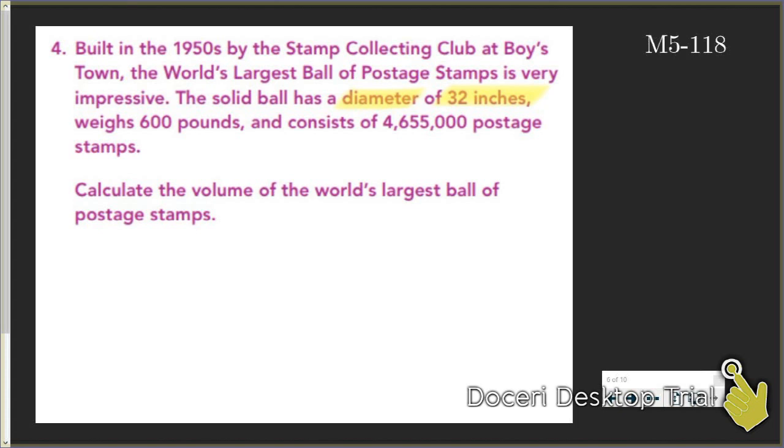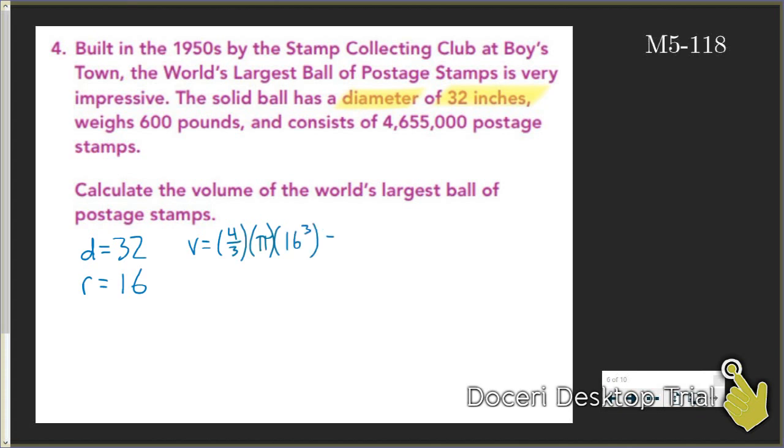All right, so hopefully you've had time to come up with an answer. Question 4 here, we determined that they gave us the diameter of 32 inches. Well, we know that if the diameter is 32, then that means that our radius has to be 16. So hopefully that was the first step you took. And after you did that, then you know that the volume is just 4/3 times pi times the radius, which in this case is 16 cubed.